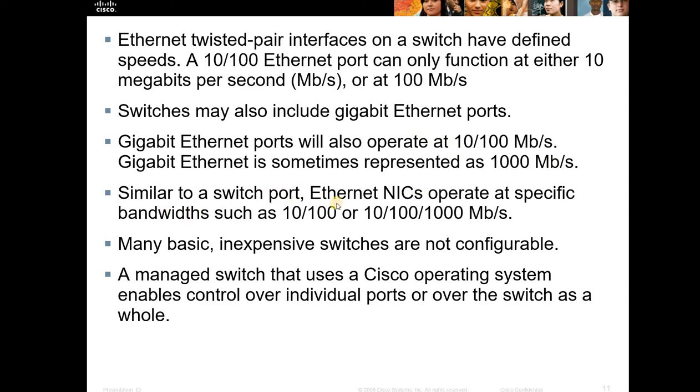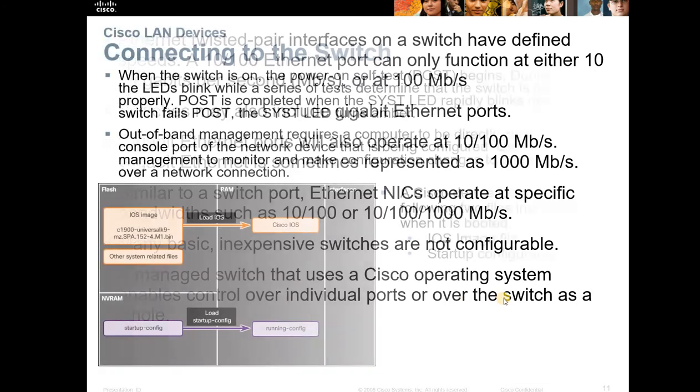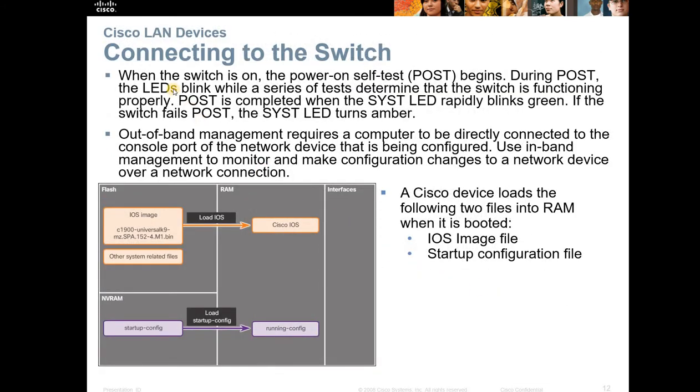Similar to switch ports, Ethernet NICs, network interface cards, operate at specific bandwidths such as 10/100 or 10/100/1000 megabits per second. Many basic inexpensive switches are not configurable, while a managed switch that uses the Cisco operating system enables control over the individual ports or over the switch as a whole.